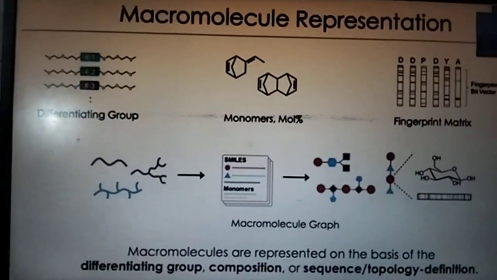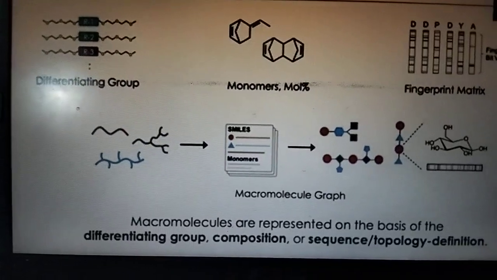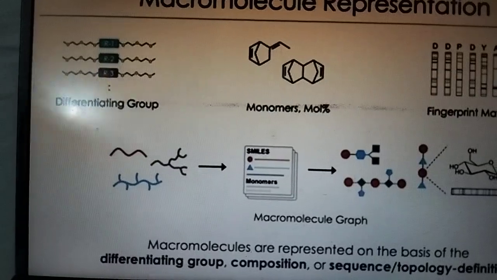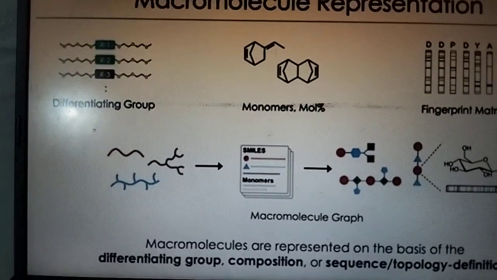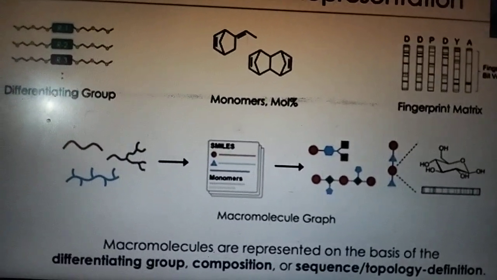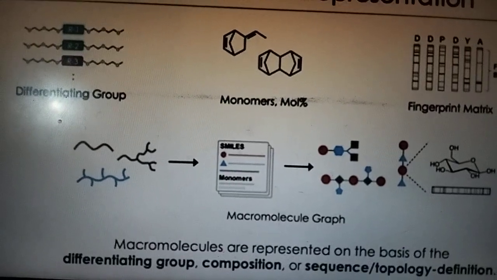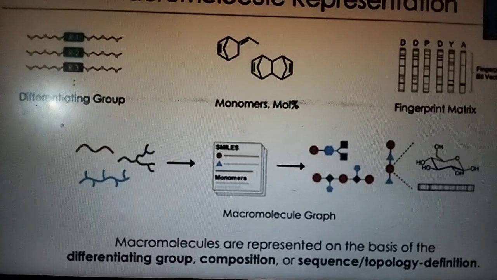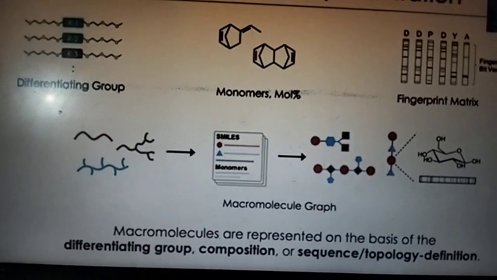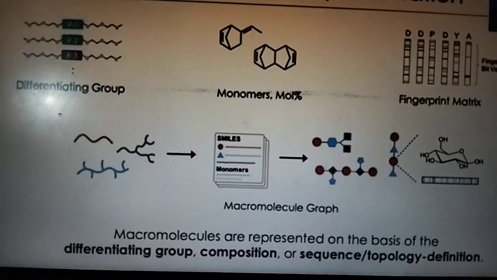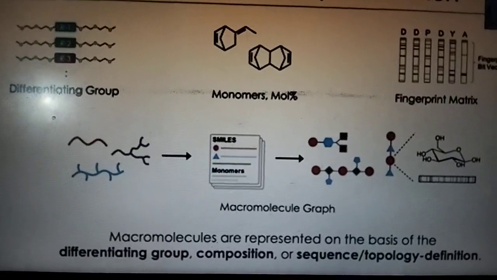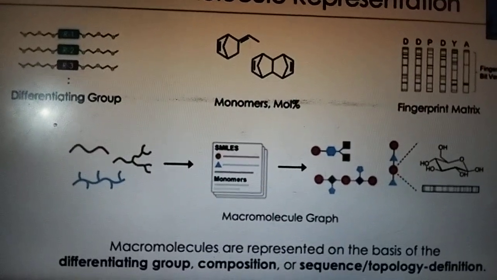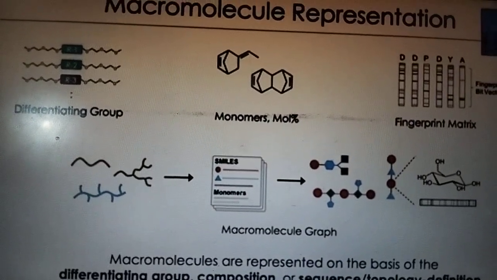Now macromolecular representation. This is the differentiating group, with the R1, R2, R3 groups, and next the monomers. The representations are fingerprints and matrices, the fingerprint matrices. Then the macromolecular graph: first the SMILES and monomer representations, and next the fingerprint matrices representation of the graph.